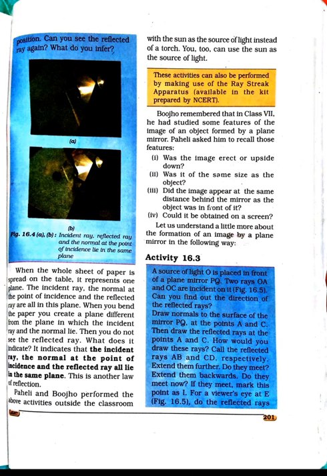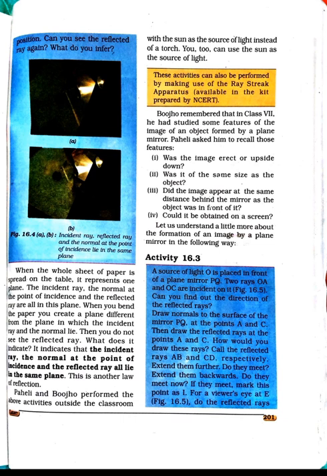In class 7, you had studied some features of the image of an object formed by a plane mirror. The characteristics of image formed by a plane mirror are: first point, the image formed by a mirror is always erect. Second one, the image is virtual, that cannot be obtained on the screen. Third point, the image is of the same size as the object. That means the size of the image is same as that of the size of the object.